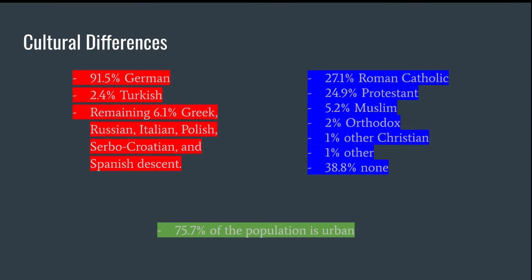1% of people are other religions that are not listed, and 38.8% of people do not have a religion that they practice. As well as these differences, another important statistic to know is that 75.7% of the population is urban. Overall, like many other countries, Germany is very diverse, consisting of many different ethnicities, cultures, religions, and values.